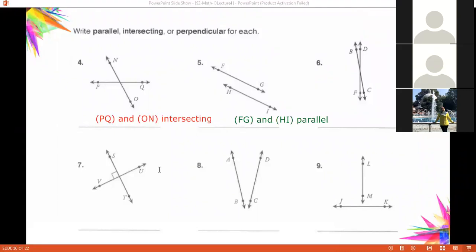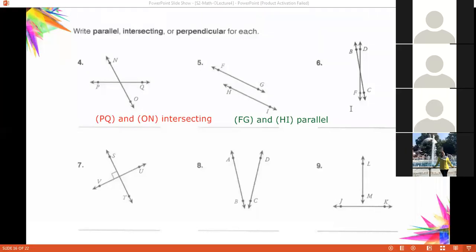Ali Fawaz. Ali. Yes, come on, give me the name of the lines, then tell me what are they. The name is BC and DF. Very good. And they are intersecting. Excellent. Very good, Ali. Intersecting lines.